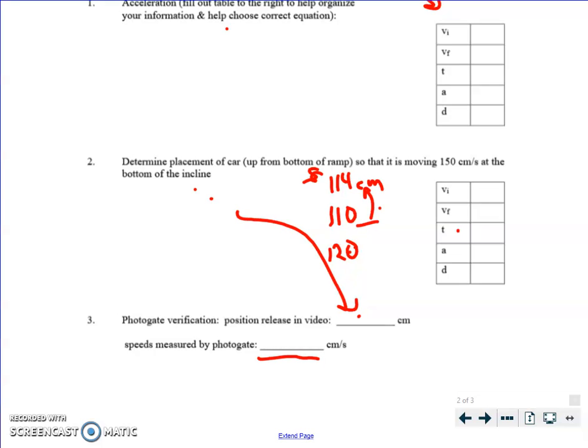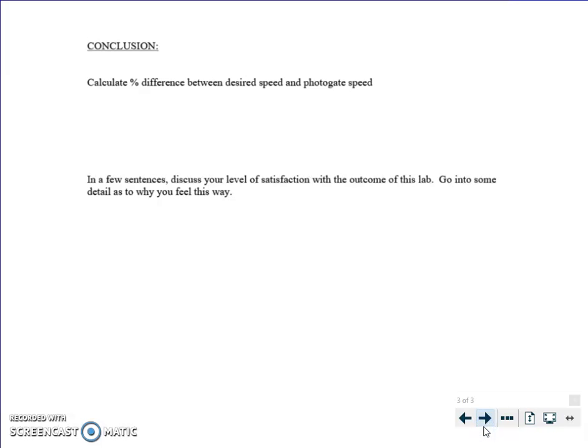And then to finish up, just two things. Do a percent difference, and then discuss your level of satisfaction with the outcome of the lab. If you think you made a mistake, then you should go back and figure out that mistake, okay? You know, it could have been a simple calculation mistake, or maybe you chose the wrong equation. And I'll just go into some details why you feel this way. I'm hoping you're feeling confident that you understand at this point how to use those measurements to predict how something's going to behave.